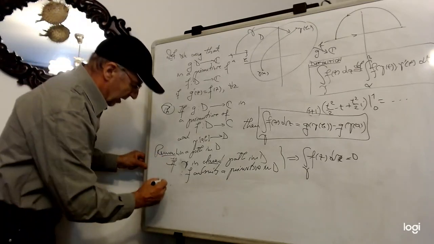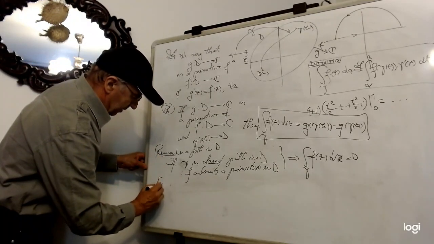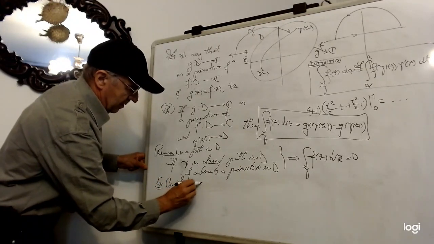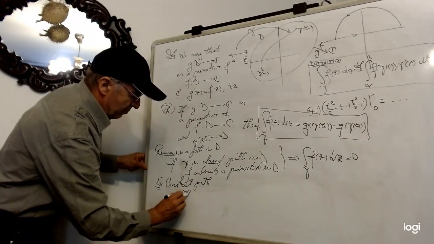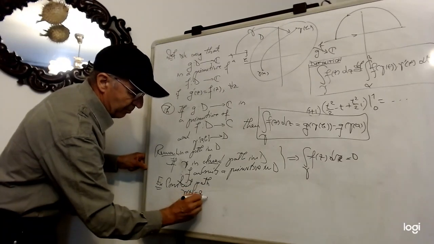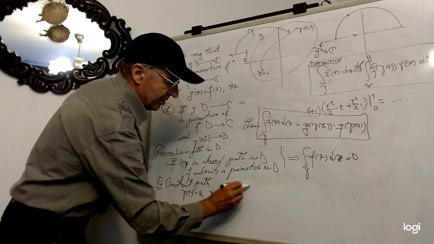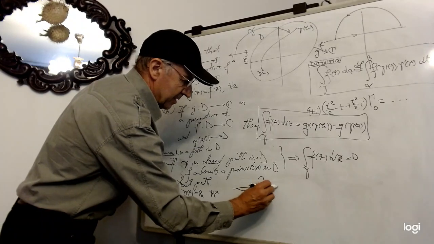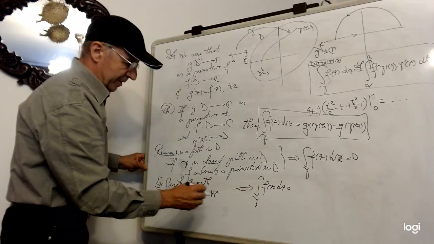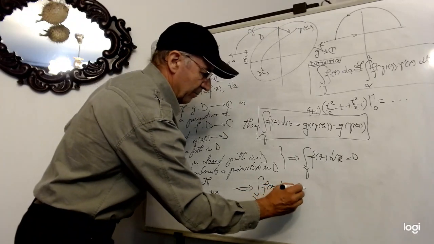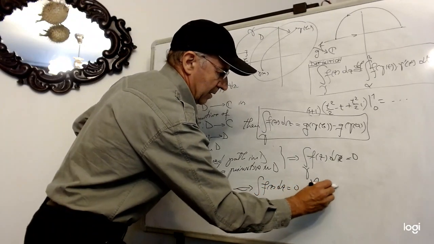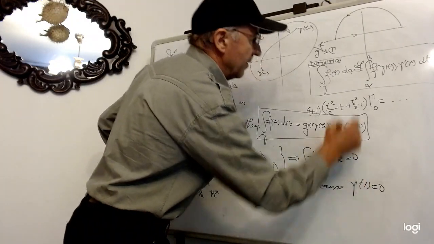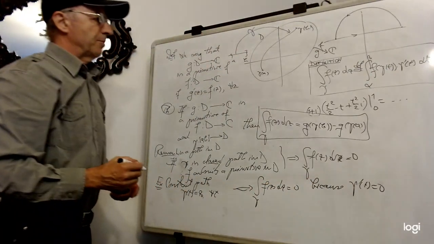If gamma, another important path, gamma is a constant path. A constant path is gamma of t equals z0, a fixed point for any t. In this case, you can see that the integral of such a path of f of z dz will be 0 because the derivative of this constant path is 0. This factor is 0. We stop here now.